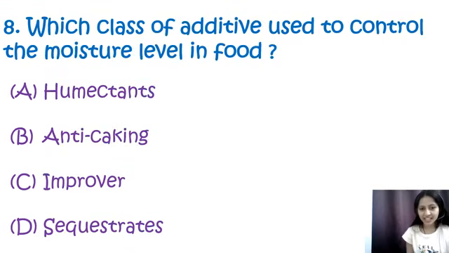Next, question number 8. Which class of food additive is used to control the moisture level in food? Options are humectants, anti-caking agents, improvers and sequestrants. My correct option is A, that is humectants. We know that humectants are the class of food additives used to control the moisture level in some foods. They help to retain the moisture, and they prevent food from drying out. So here my correct option is A, that is humectant.